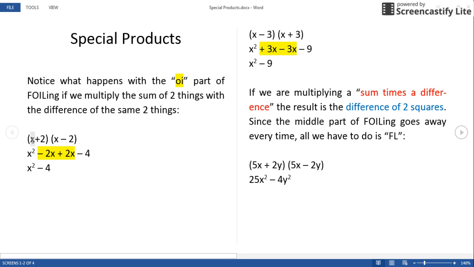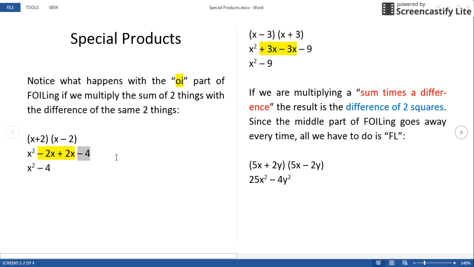When we FOIL this, x times x, the first ones, makes x squared. The outside, x times negative 2, is minus 2x. The inside, 2 times x, is positive 2x. And then the last, 2 times negative 2, makes negative 4. But now in the middle, the OI part of the FOIL, notice that those are additive inverses. They are opposites of each other, so they add out. We end up with just x squared minus 4 as our answer.